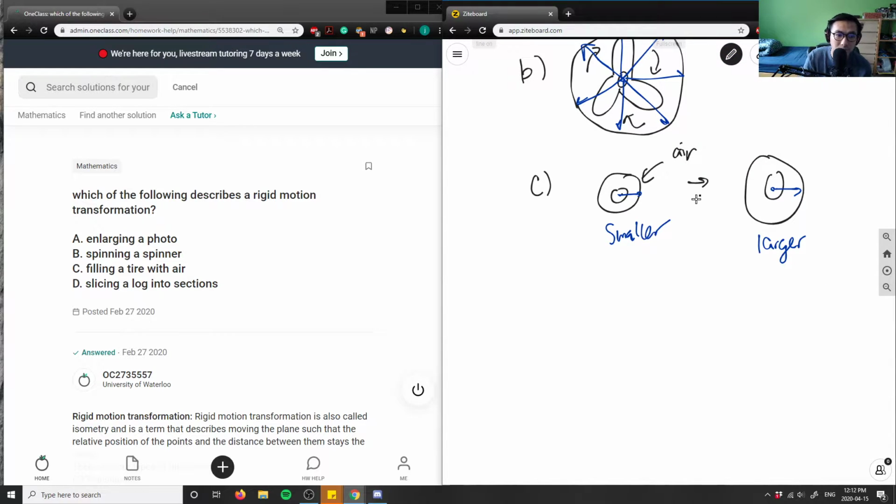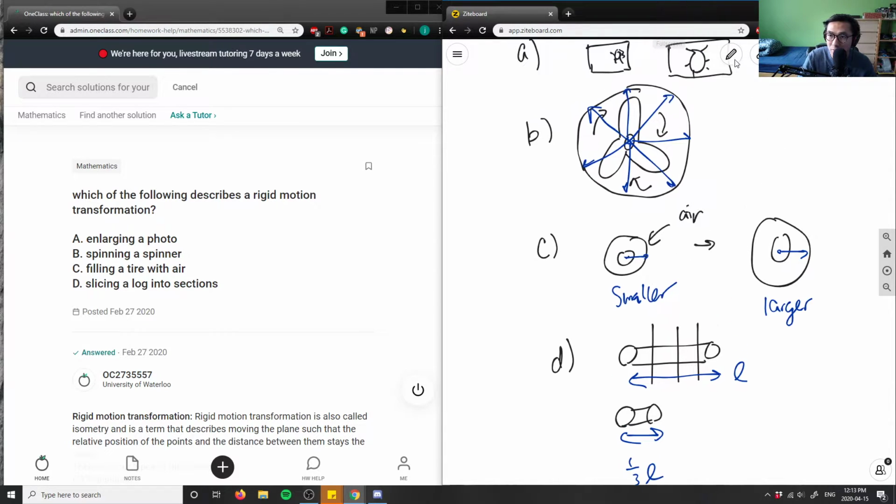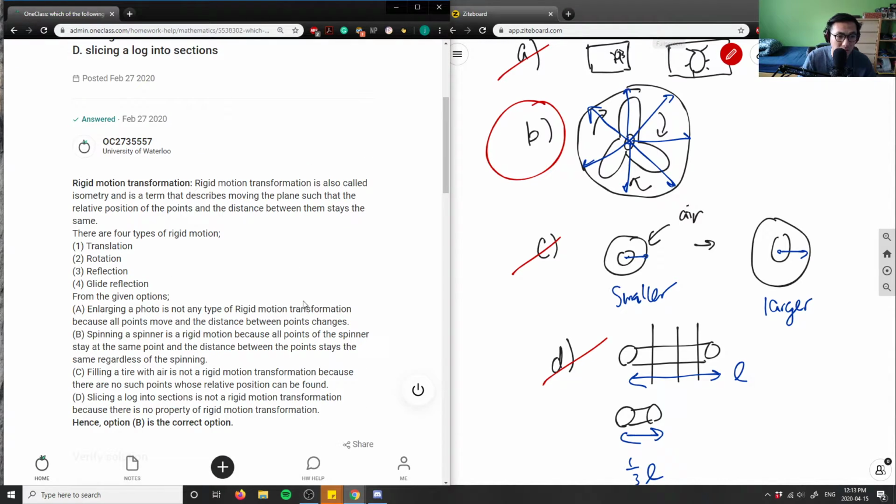And then D here, slicing a log into its sections. Again, if I had a, oh my God, I'm so sorry for my drawing. If I'm slicing a log by 1, 2, and 3 or something like that, the cut of the wood would just be smaller. It would change the length of the log. This here is one length, and if I divide it into 3 pieces, this is 1/3 of the length. So I'm changing the dimensions in terms of length, which means that the distance is being changed. So this is not an example of rigid motion transformation. So A is wrong, C is wrong, and D is wrong, which means B here is our correct answer.